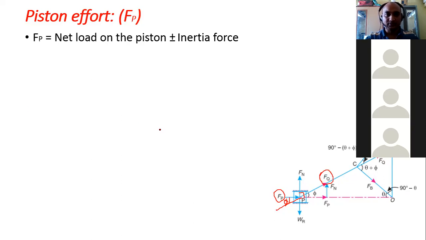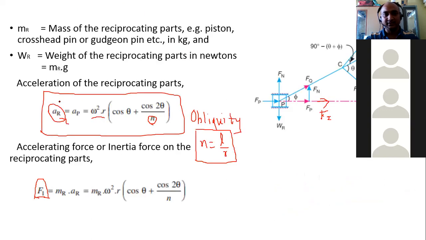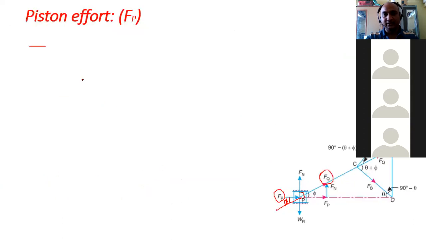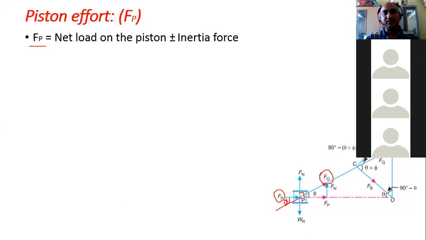Just before that, what is Fp? Net load on the piston plus minus inertia force. That is the difference between Fi and Fp. In the last slide we saw that this is only Fi, so there is a small difference, as I already mentioned. Fp is equal to inertia force if you don't consider net load on the piston, and if you don't consider inertia force, then Fp is equal to net load on the piston. Now what is net load? Understand it.